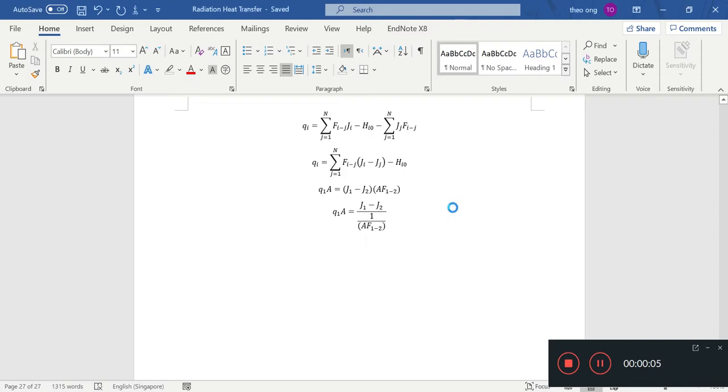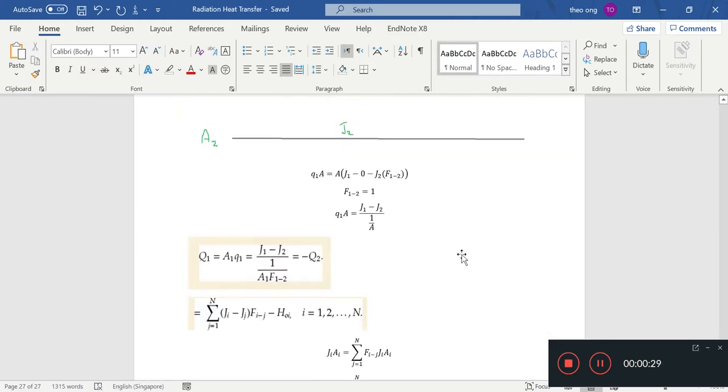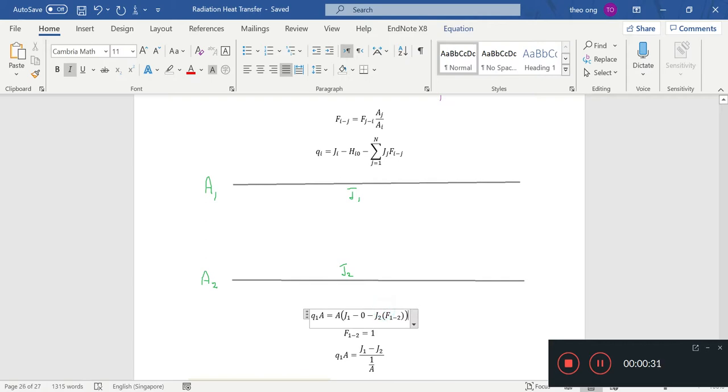In the last video, we talked about part one of the radiation heat transfer analogy. We have talked about what is the current. So this is Q1A, which represents the current. The radiosity represents the voltage, and this over here represents the resistance. Okay, so how come this equation is still valid?